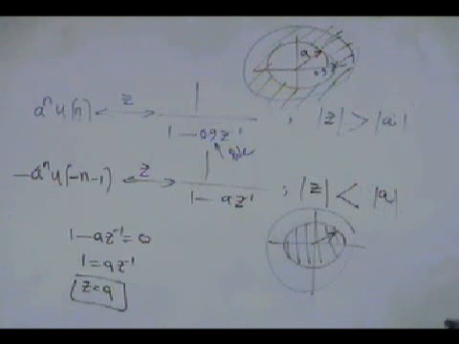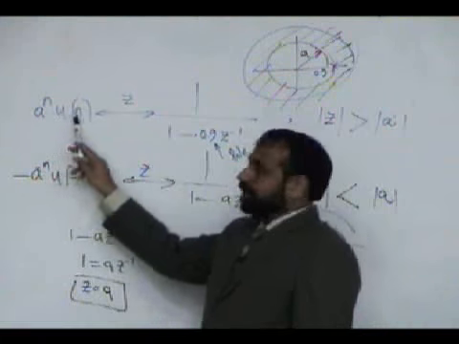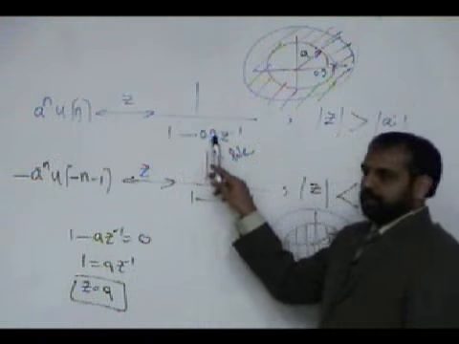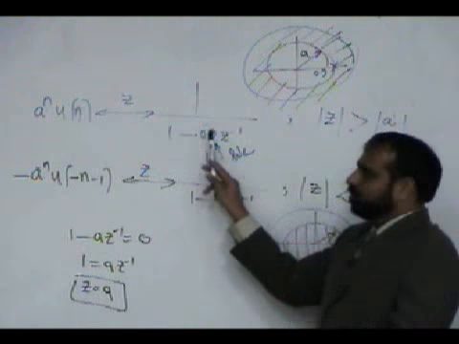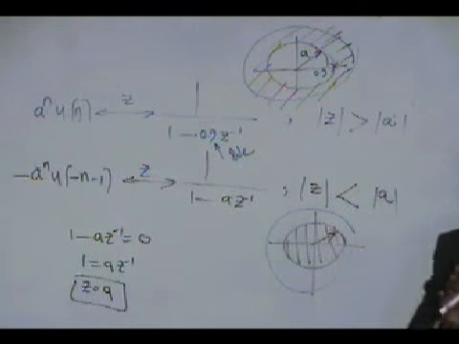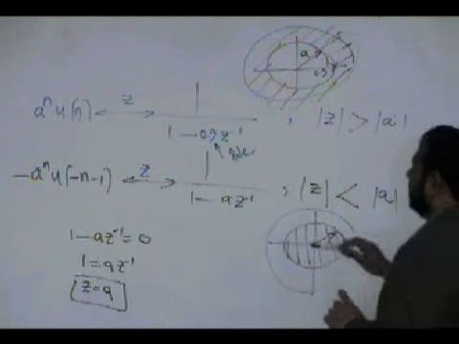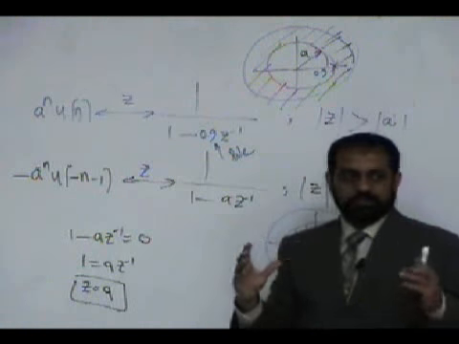Let me just recap what I'm saying. You have a sequence. You take its Z transform. The Z transform of a sequence will always have something in the denominator. The numerator is not important for checking stability. The denominator, the roots of the denominator, they are very important. What are the roots of the denominator?